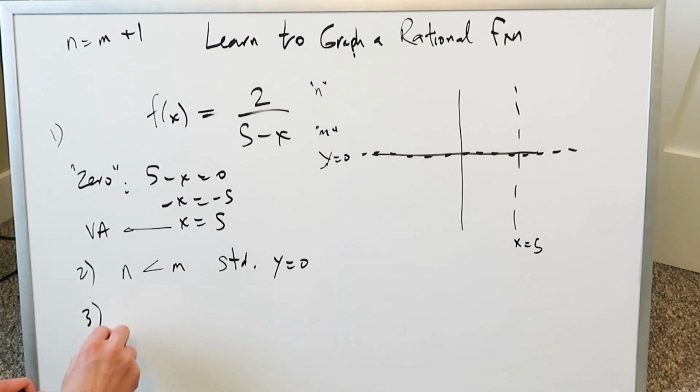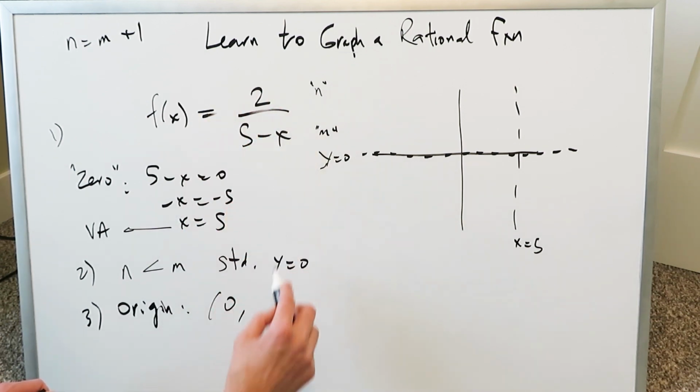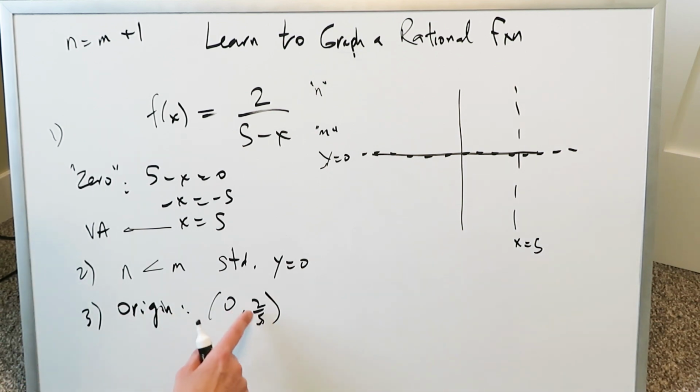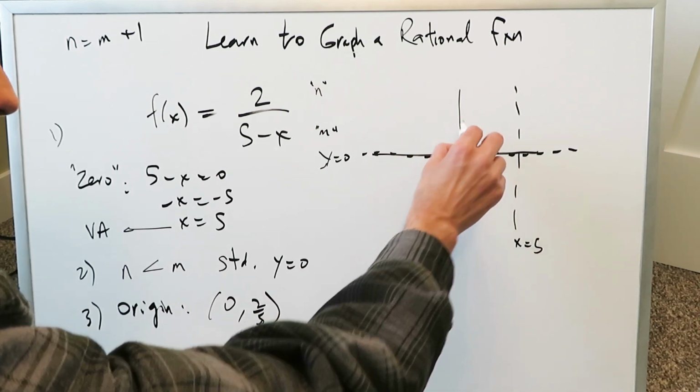Step number 3, see if the origin is involved in any way. You can do that by putting an x value of 0 into your expression and seeing what happens. When I put 0 here in place of x, I get 2 over 5. So I know I'm getting a legitimate value here. The origin is not involved, but you're getting a good y-intercept at (0, 2/5), and you can estimate it to be like that.